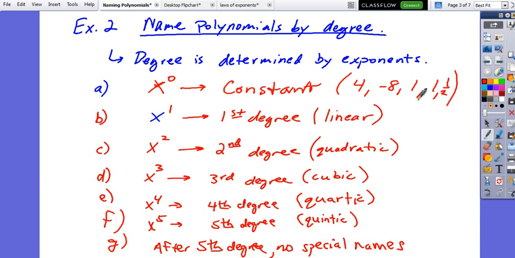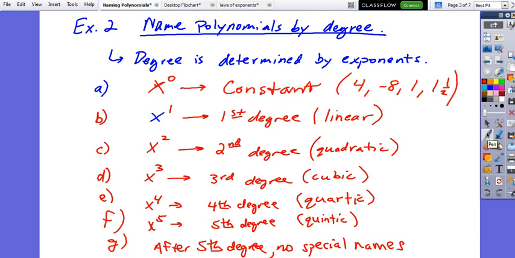I've given some examples here. 4, -8, 1. That should be 1.5, not 1 comma half. You can fix that. These are all examples of constants. All right, x to the first is first degree, linear.